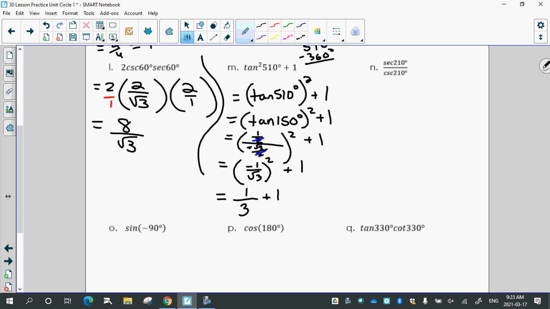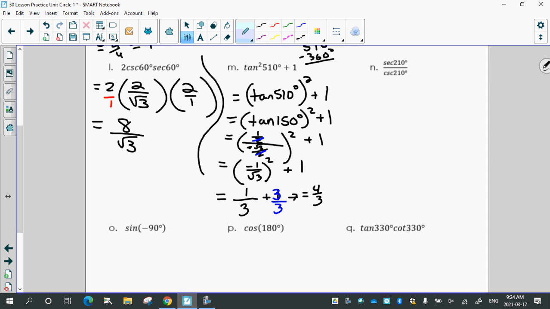How do I add a fraction and a whole number? Yep. Find a common denominator. So if I make this out of 3, the top becomes 3 as well. 1 and 3 over 3 are the same. So I end up getting 4 over 3. Now you should be able to just try that on your calculator. So try tan of 510 and then press equals, then square that. Press equals and then add 1. And I get 1.33333, repeat, which is the same as 4 divided by 3.